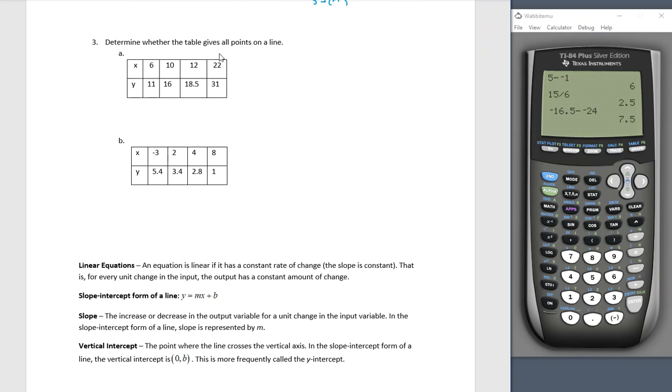Now it says determine whether the table gives all points on a line. So I want to find out if the slope is consistent. So I'm going to take these two. I don't know why I put that 18.5 in there. 18.5 minus 11 all over 12 minus 6. 18.5 minus 11 feels like 7.5 over 6. So 7.5 I happen to already have on my calculator. Let's divide that by 6 and we'll have 1.25.